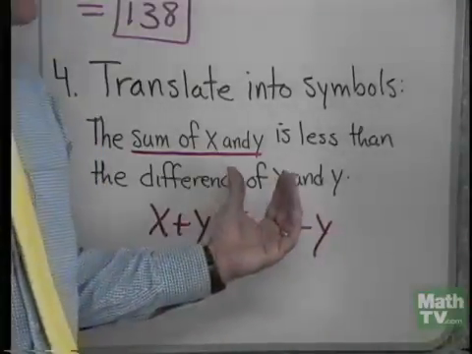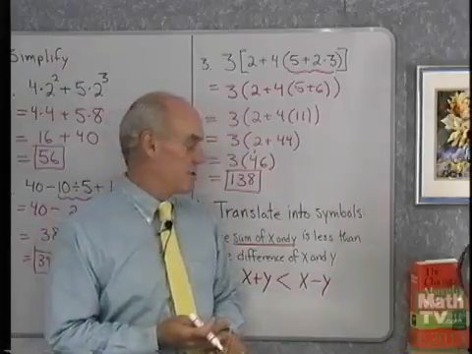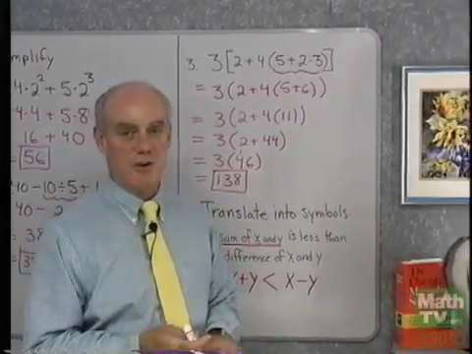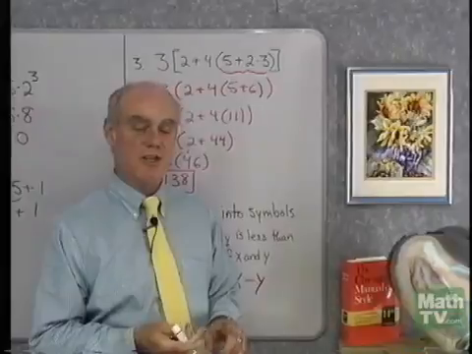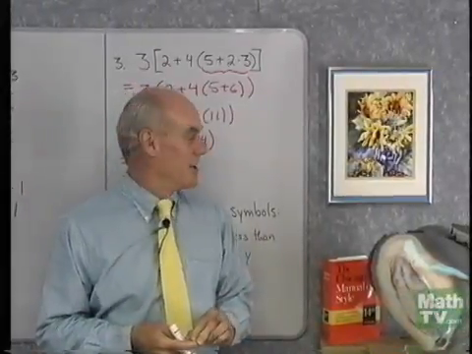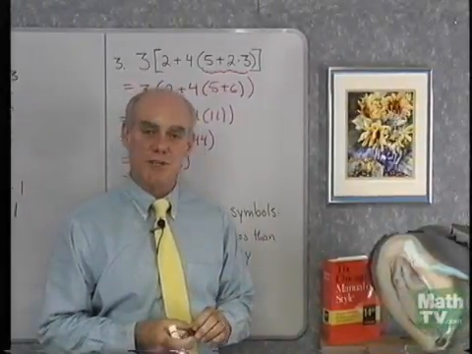So remember when you do these translations that sum always indicates addition, difference always indicates subtraction, product goes with multiplication, and quotient goes with division. So there's a look at some of the important problems from section 1.1.